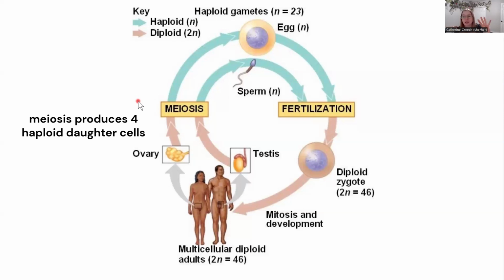And those 4 cells are haploid. They only have one set of chromosomes. We'll talk about why in a second. In fertilization, you're going to take 2 gametes and produce a single cell.